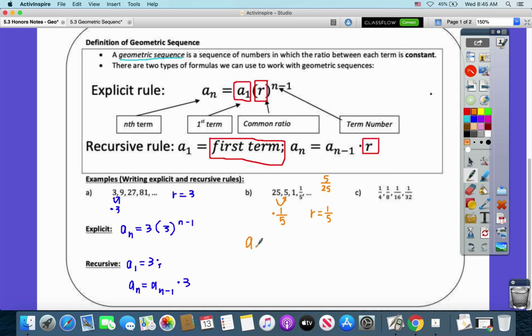So a sub n equals, first term is 25. Each time we are multiplying by 1/5 to the exponent n minus 1. And then for the recursive rule, a sub 1 equals 25. Second part of this is a sub n equals a sub n minus 1 times the common ratio 1/5.